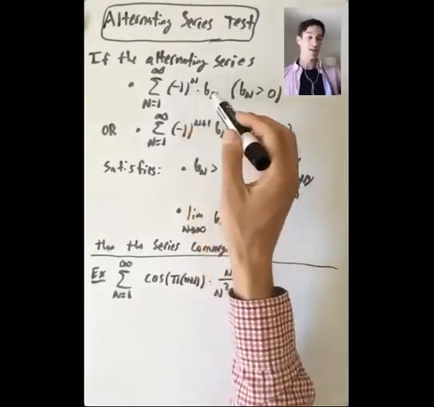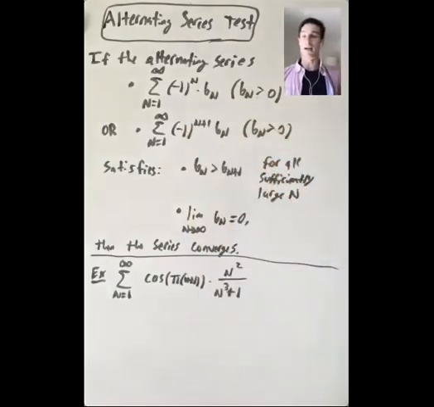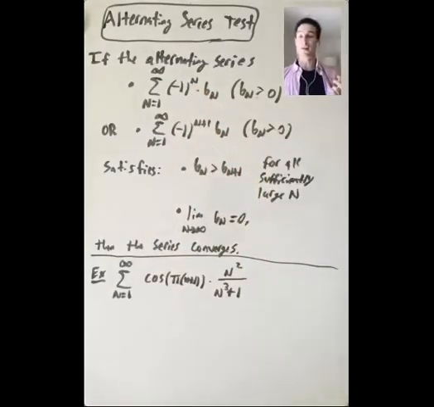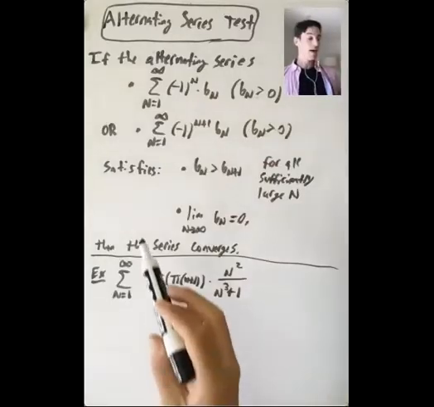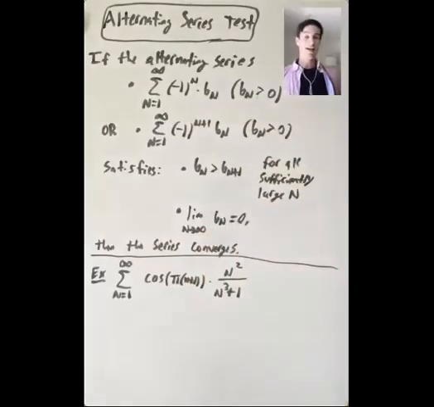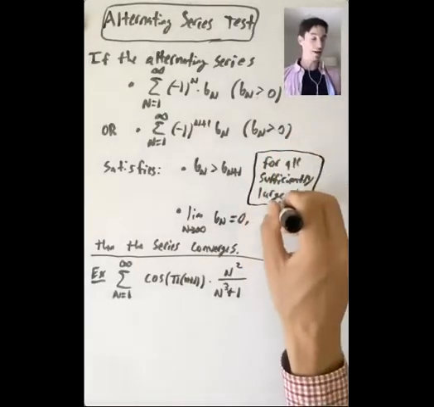It looks like -1 to the n times bn or -1 to the n plus 1 times bn. Either one is okay. The bn's are positive, and this -1 term is saying that our terms flip back and forth, positive, negative, positive, negative, or negative, positive, negative, positive. And this satisfies that bn is bigger than bn plus 1. It doesn't have to be true for all n, but it has to be true for all sufficiently large n.